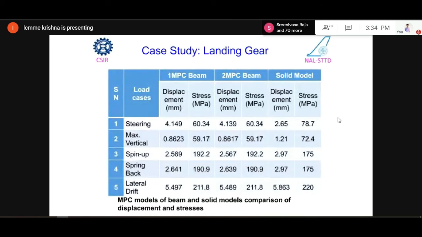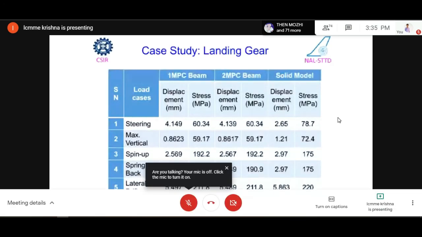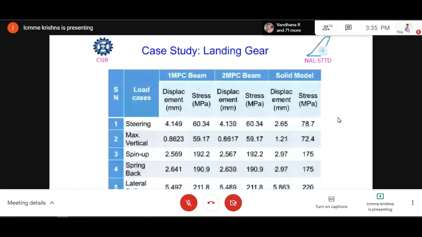In the solid model, we are not using MPC, whereas in the one-dimensional model we have used this multi-point constraint. Whether you use one or two MPC, it makes not much difference. You can see the results are almost similar. 4.149 and 4.14 are the displacements, and the stresses are 60 and 60, they remain the same. So it is sufficient to put a maximum of 2 MPC because 1 MPC also gives similar results. No need to go beyond 2 MPC. MPC is nothing but multi-point constraints, as we saw in the previous slide.